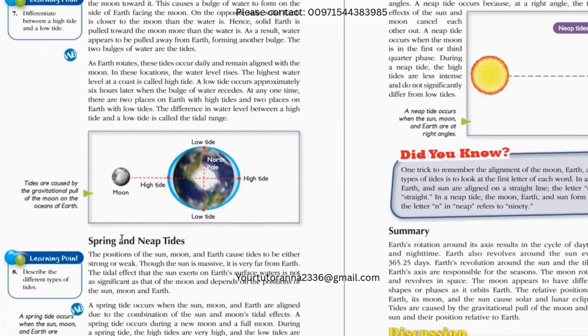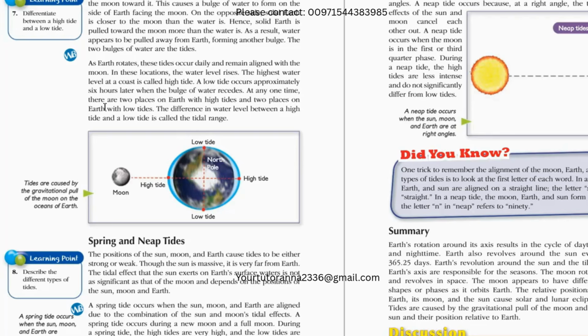Spring and neap tides. So this is all what we're studying. As Earth rotates, these tides occur daily, remaining aligned with the moon. So whatever happens as the Earth is rotating, remember, rotation, revolution, all of those things are still happening. So the tides are going up and down continuously. In these locations, the water level rises. The highest water level at a coast is called the high tide. So at this place, it's called the high tide.